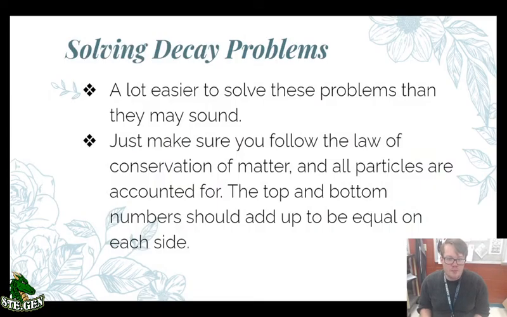Solving decay problems is actually a lot easier than it may sound. If you heard that we are going to be learning how to solve nuclear reactions, you'd probably be like, oh god, that's going to be so much math. That's going to be so complicated. And there's versions of it that would be if you're counting the energy and things like that. But really, if we're just predicting outcomes of nuclear reactions, it's actually really easy. You're just going to follow the law of conservation of matter and make sure that all particles are accounted for. All numbers on top and bottom of each side of your equation just need to add up to the same number.